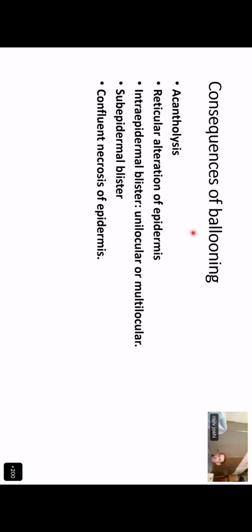And so what are the consequences of ballooning? You can get acantholysis, which is typically what happens in herpes. You can get reticular alteration of the epidermis, that is multilocular blister formation, which typically occurs in insect bite reactions or in irritant dermatitis. You can get intraepidermal blister formation, subepidermal blister formation at times, and sometimes if the ballooning is very severe, it causes complete necrosis of the epidermis. And this is typically seen in Stevens-Johnson syndrome or toxic epidermal necrolysis.